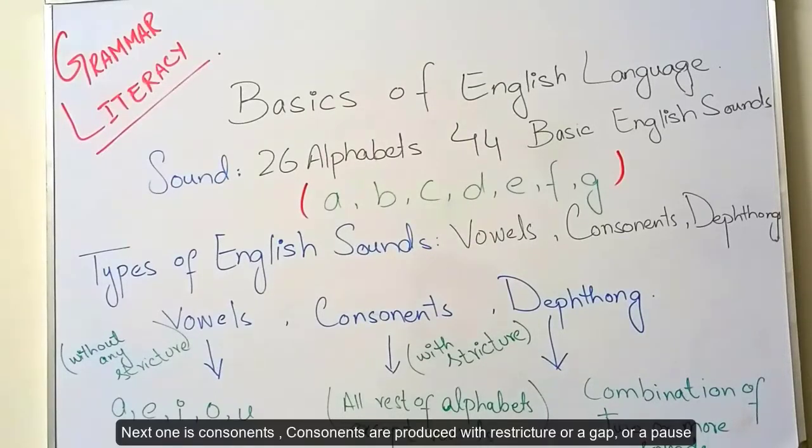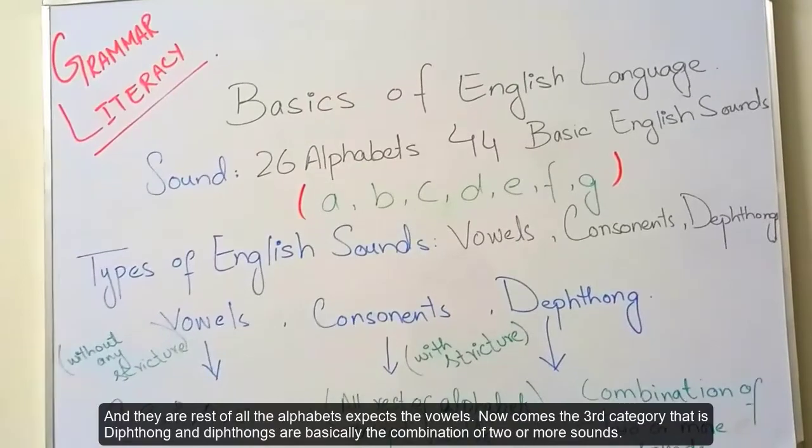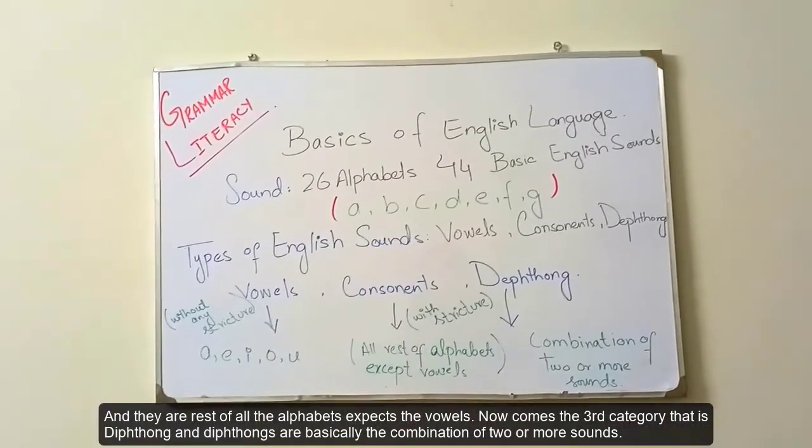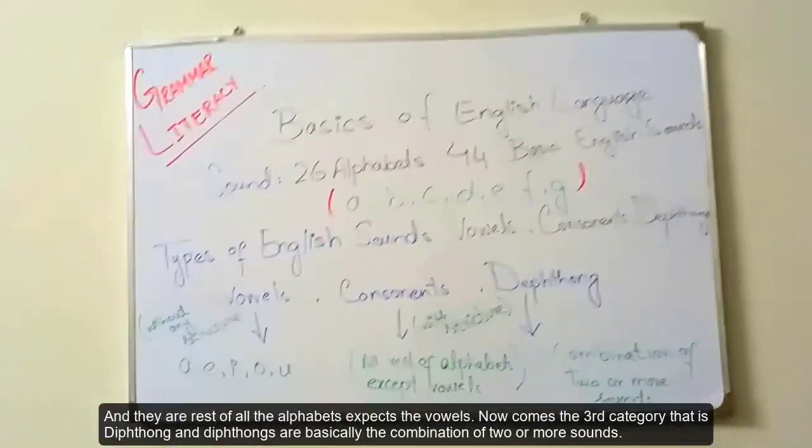Next one is the consonants. Consonants are produced with a restrictor or a gap or a pause, and they are all the rest of the alphabets except the vowels. Now comes the third category, that is diphthongs. And diphthongs are basically the combination of two or more sounds. The combination of two or more sounds.